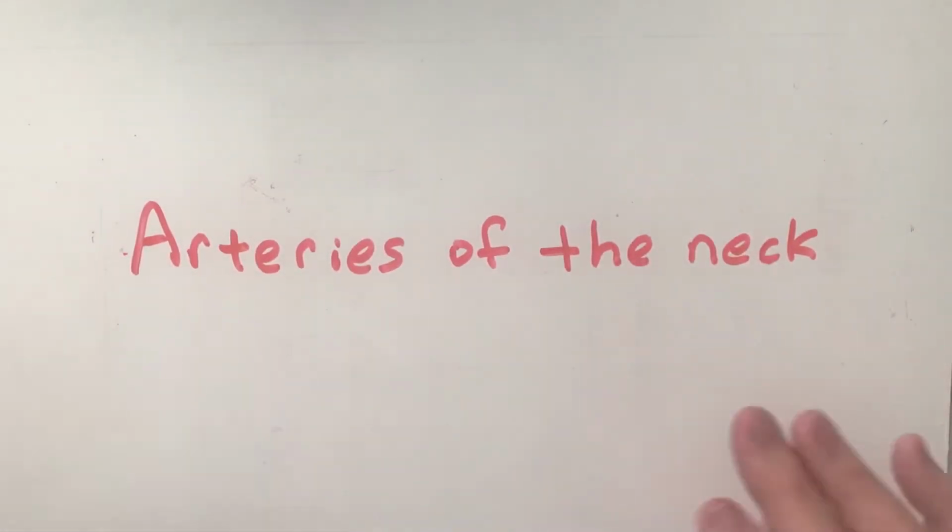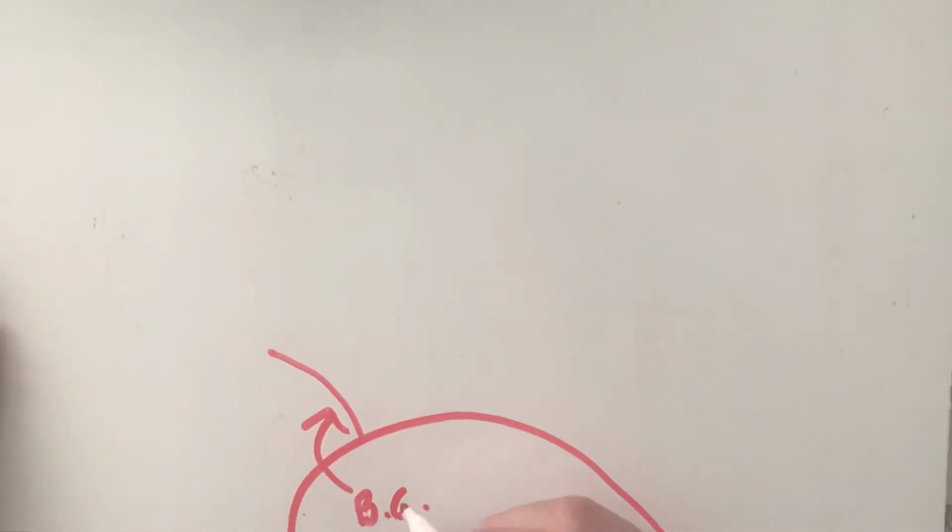Okay, so what we're going to be talking about today are the arteries of the neck. So let's go ahead and get started. If you recall from the last time, we were talking about the aortic arch. So if I were to draw my aortic arch down here, if you recall, I had something coming off, and this was called the brachiocephalic trunk, which was right here.